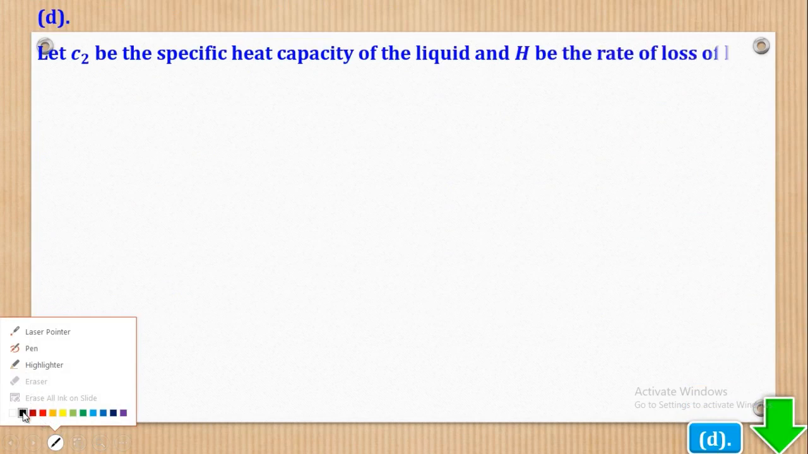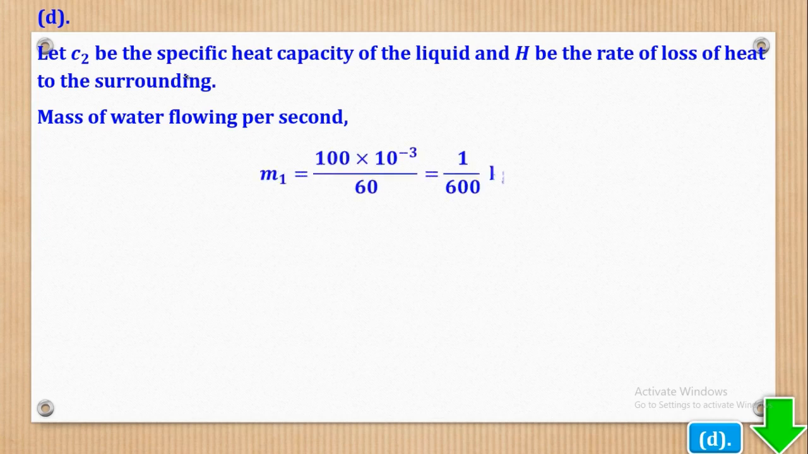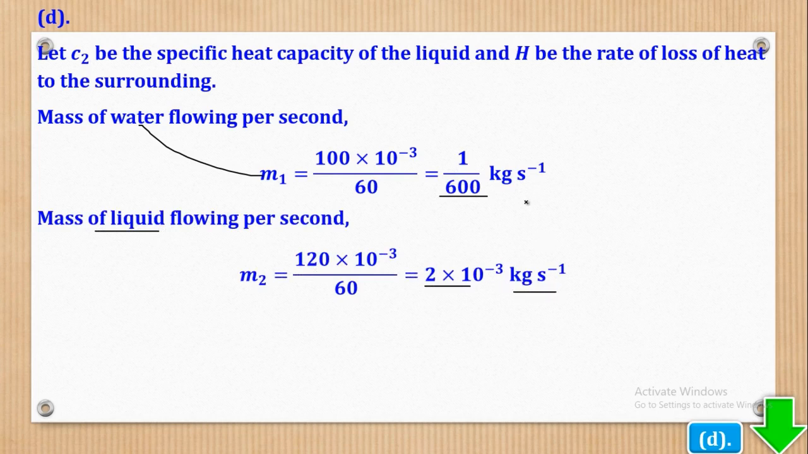Calculate the specific heat capacity of the liquid. So let C2 be the specific heat capacity of the liquid which is required, and H be the rate of heat loss to the surrounding. Remember the mass was given per minute, but we want it in terms of per second. So mass per second of water flowing will be 1/600 kilograms per second. And the mass of the liquid flowing per second will be 2×10^-3 kilograms per second. It was grams per minute, so we have converted from grams per minute to kilograms per second.